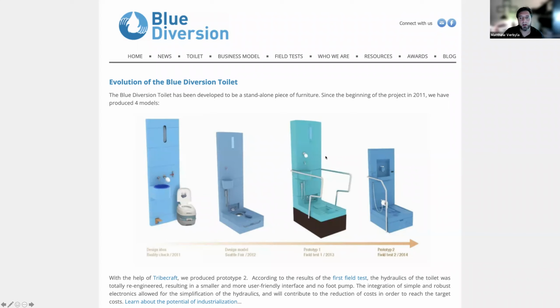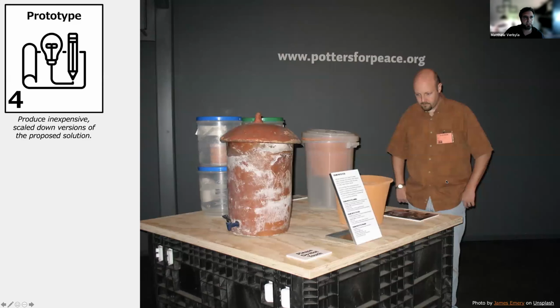Eventually, it allowed the group to come to a smaller, more user-friendly interface with fewer moving parts. Like it used to have a foot pump, and they were able to take that out of the equation after the revised design was prototyped in 2014. So you could see over the course of three years how this one design idea has been prototyped, field tested, revised, prototyped again. And that's what step 4 in the design process is all about. Prototype is to produce an inexpensive, scaled down version of the proposed solution.